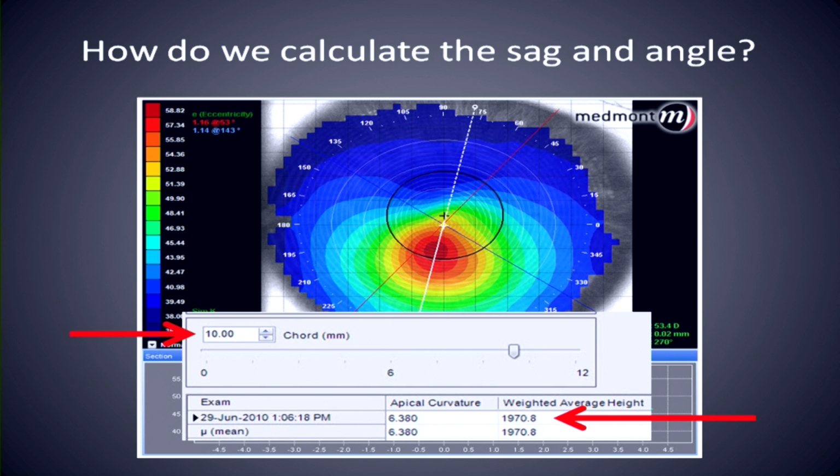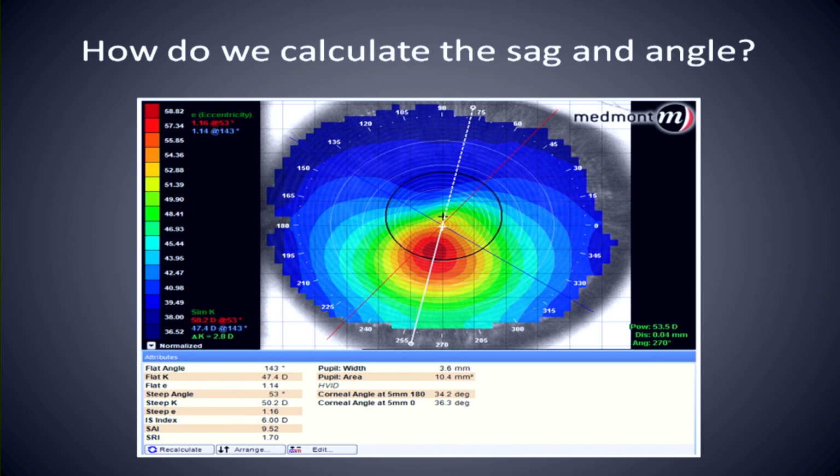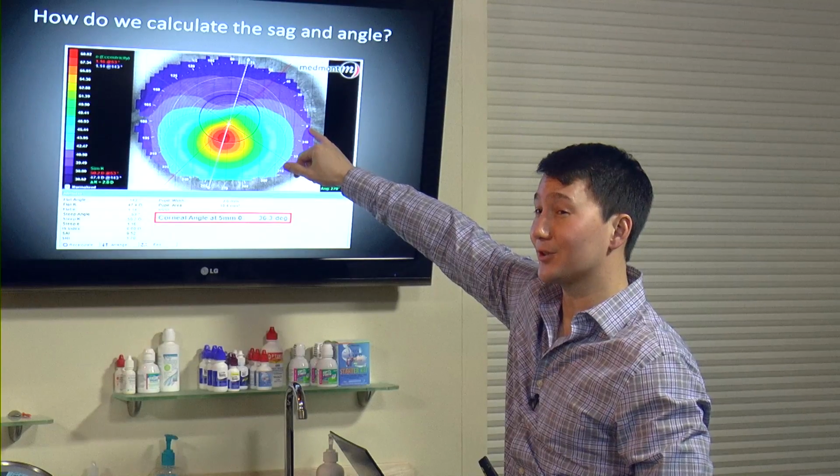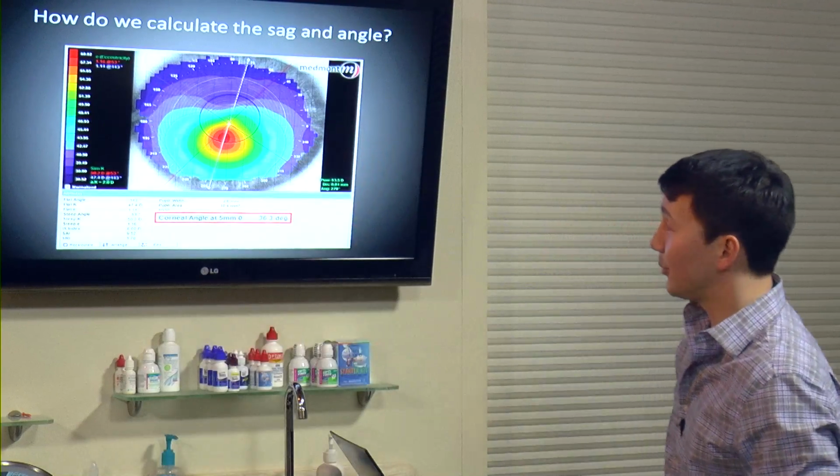We took the corneal sag measured at 10 millimeters, in this case 1,970 microns. Then we take the angle that forms right here. So when the cornea begins to form that very flat angled surface, can that angle be used to predict a scleral lens well beyond that point?